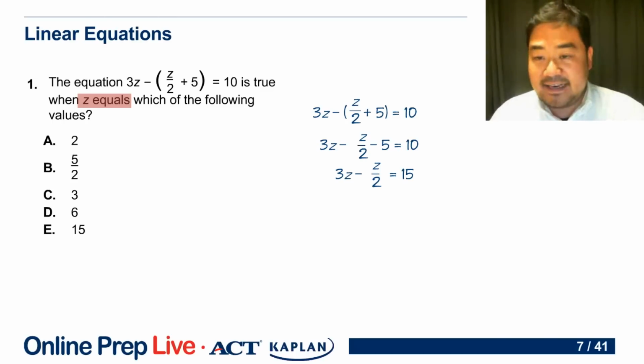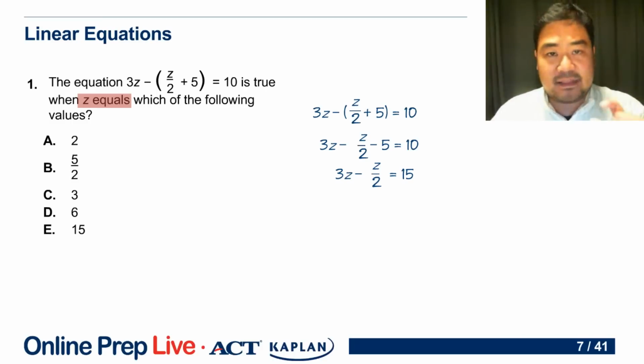So 3z minus z over 2 is equal to 15. Now the next step here is, if you notice, we've got that fraction on the left side of the equation. So when you're combining fractions, you might remember this from old school math, you want to find the common denominator. The common denominator in this case is going to be, well, 3z is just the same as 3z over 1, and z over 2, the denominator there is 2. So we're going to get everything into a denominator of 2.